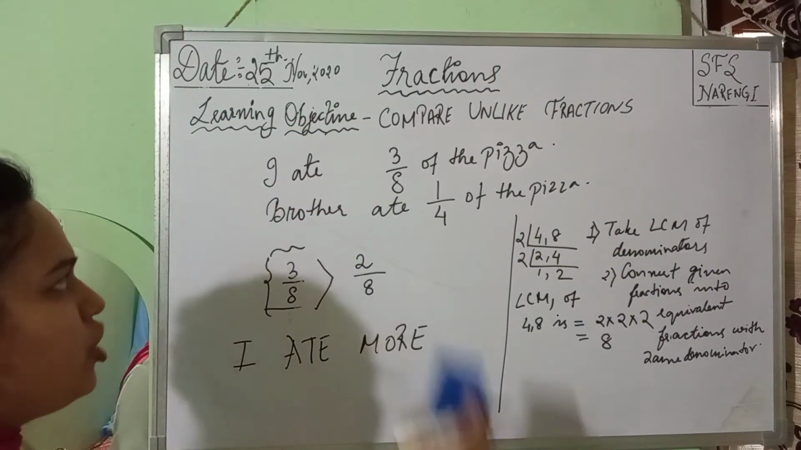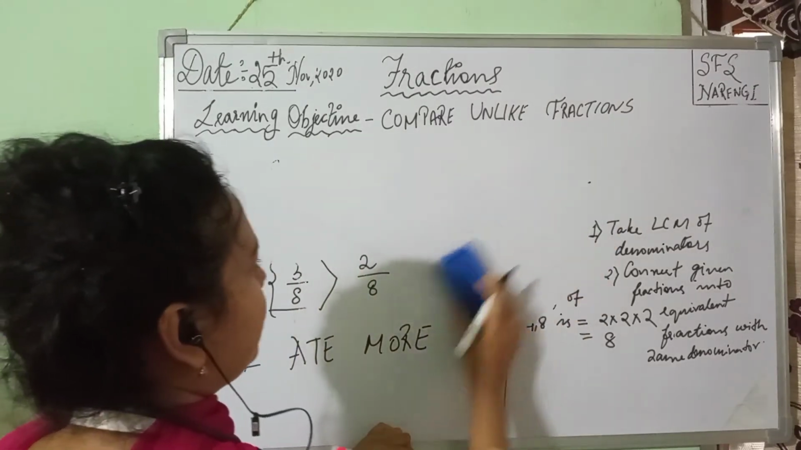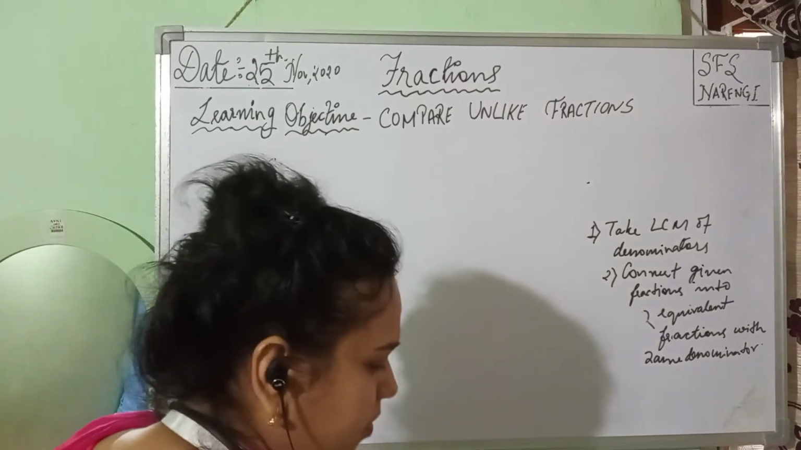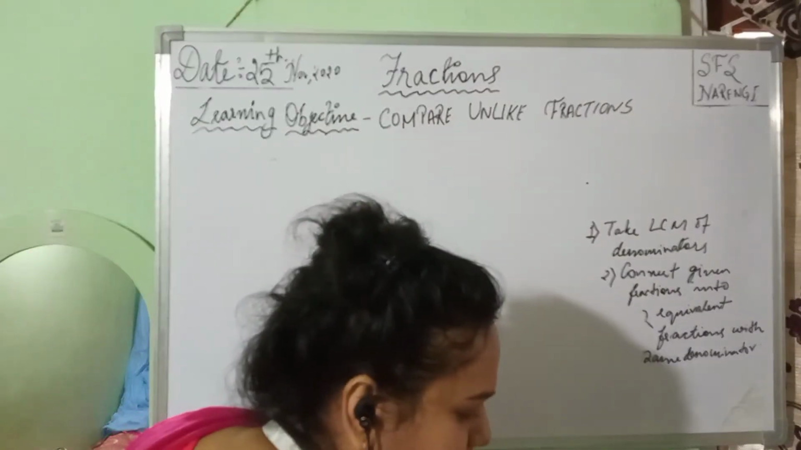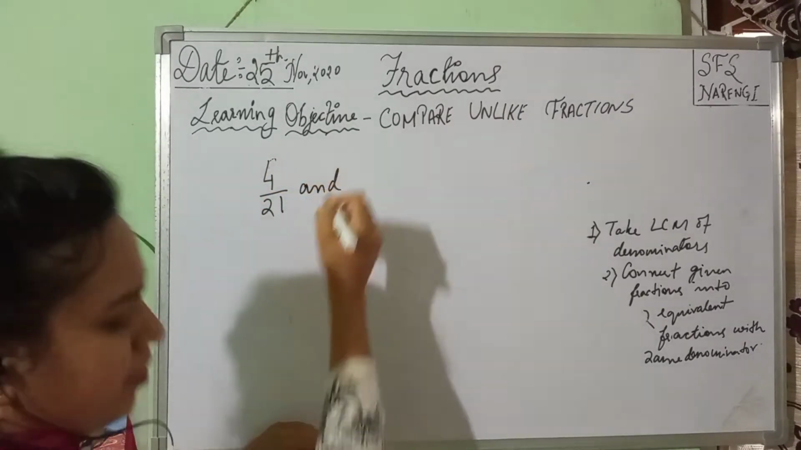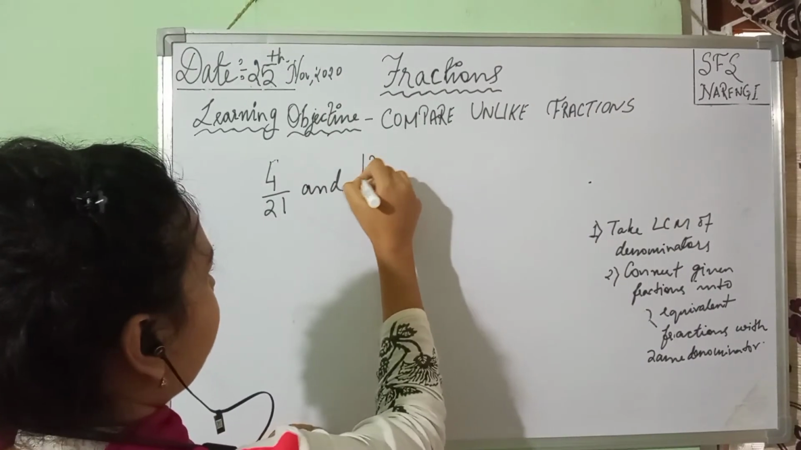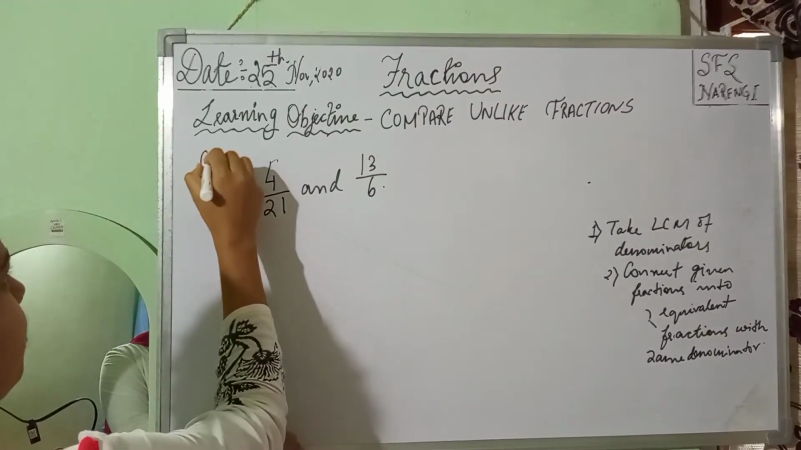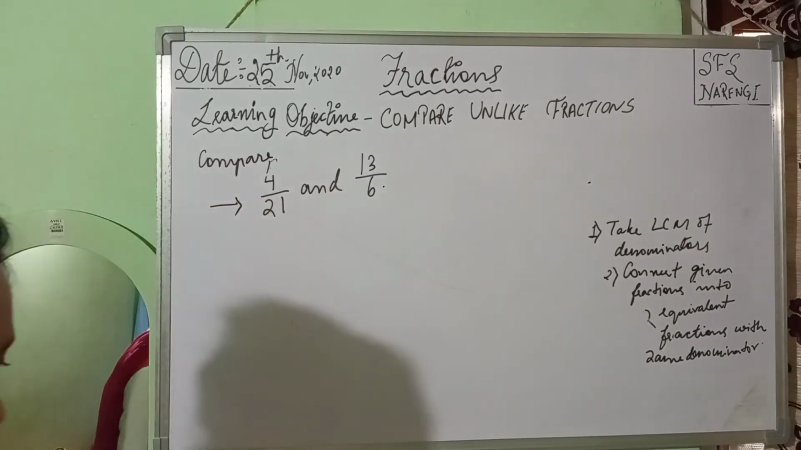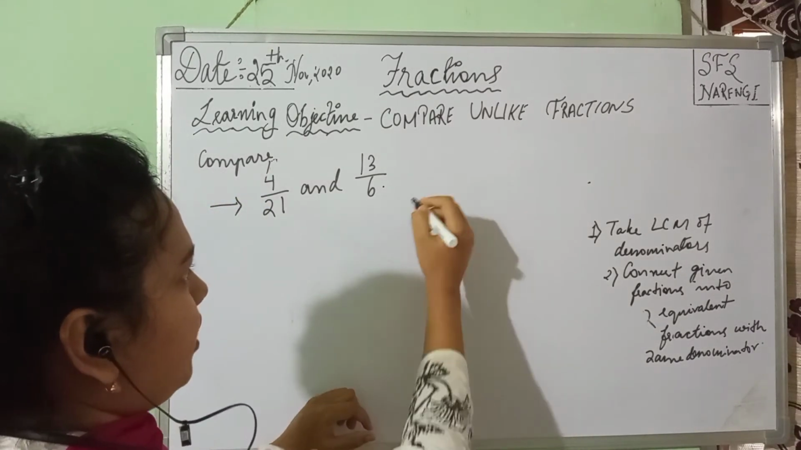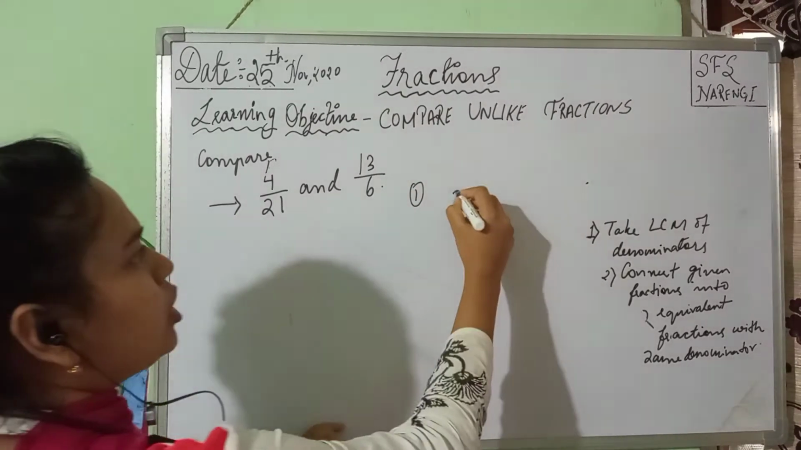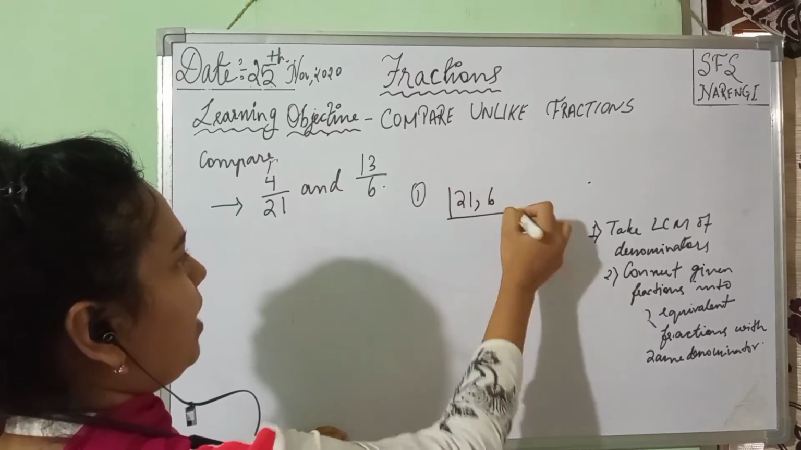Okay. Let us try another example. Let us try to compare 4 by 21 and 13 by 6. Okay. My question is to compare 4 by 21 and 13 by 6. So first step, what are the denominators? 21 and 6. So I take the LCM of 21 and 6.